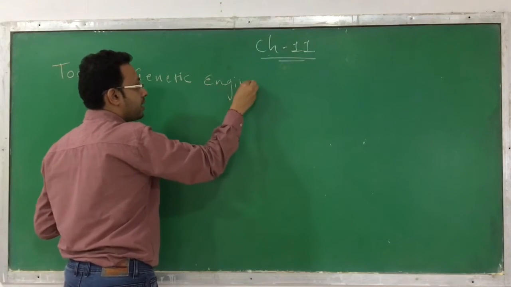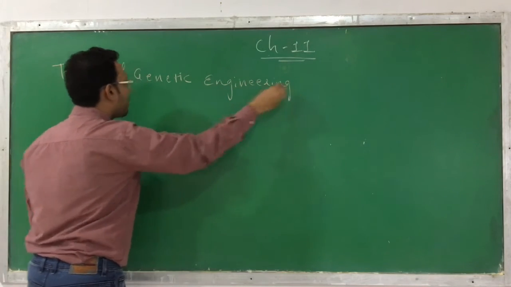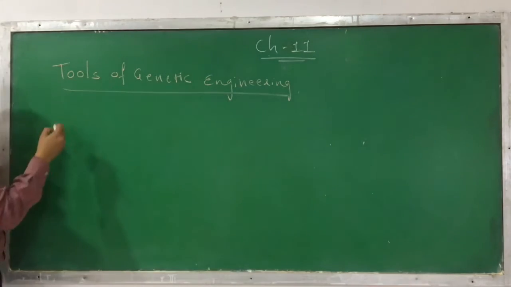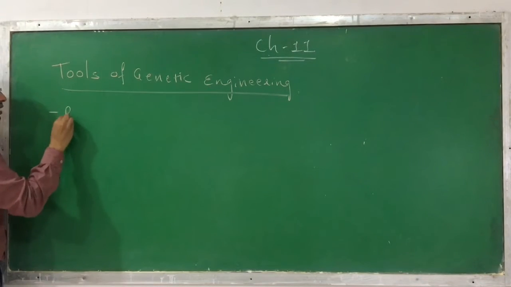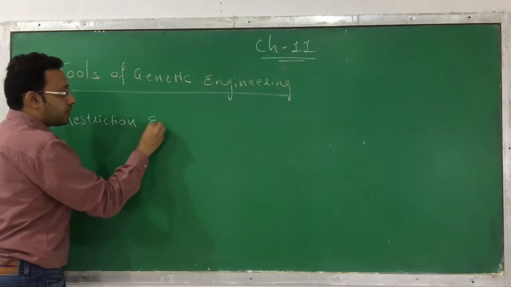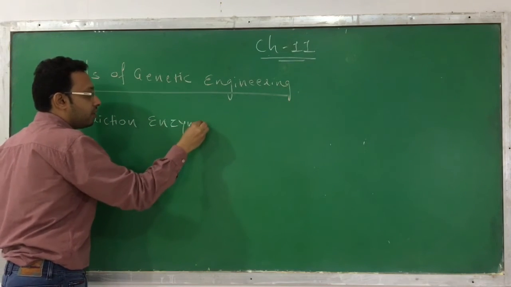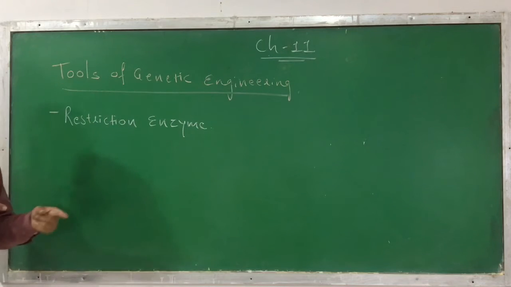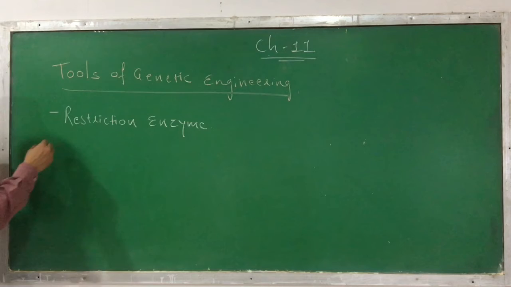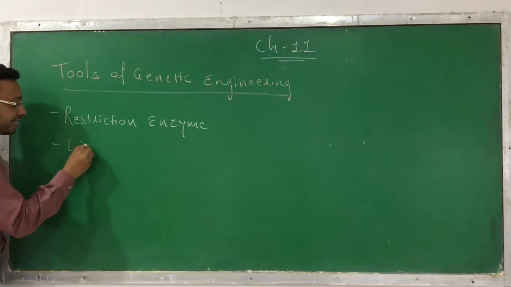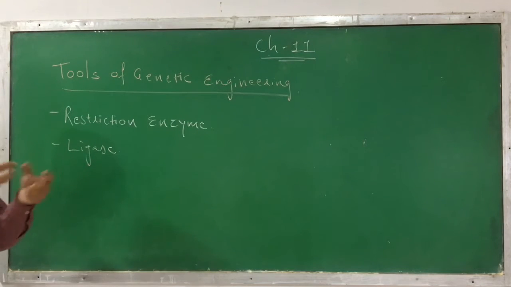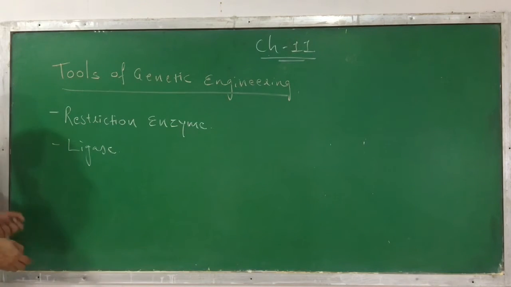Tools which are required in genetic engineering. So what are the different tools required? The first tool is the enzyme, the restriction enzyme. This restriction enzyme is responsible for cutting the DNA from specific locations. Second, we also require the ligase enzymes. Ligase enzymes are used to ligate, to join, and to form the recombinant DNA.